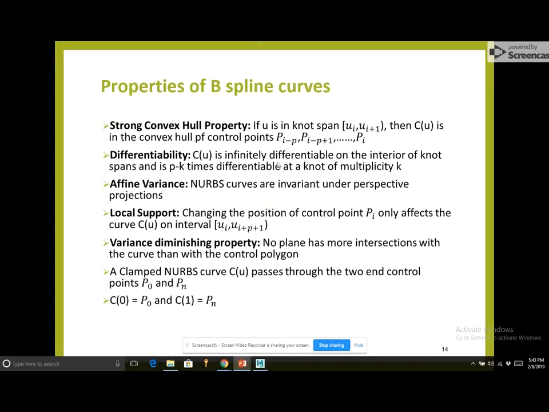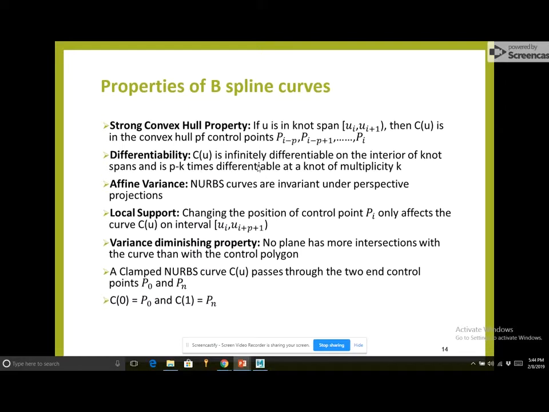Now, these are the properties of B-spline curves. The first one is the strong convex hull property. What it states is, if u is in the knot span, then our curve is definitely in the convex hull of the control points. We have seen the hull in Maya just before. So from that we can understand this property very easily.